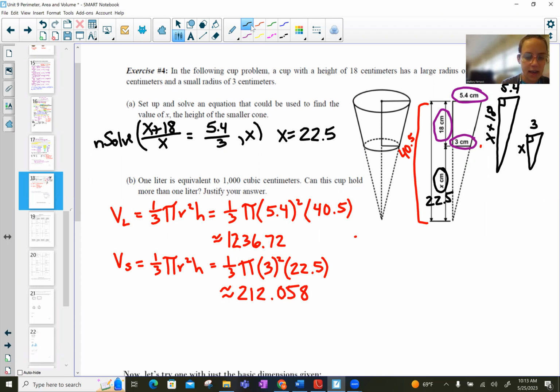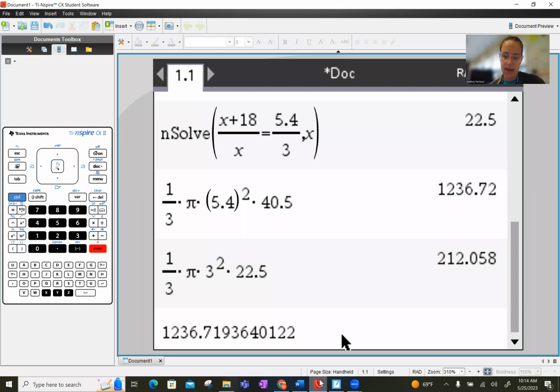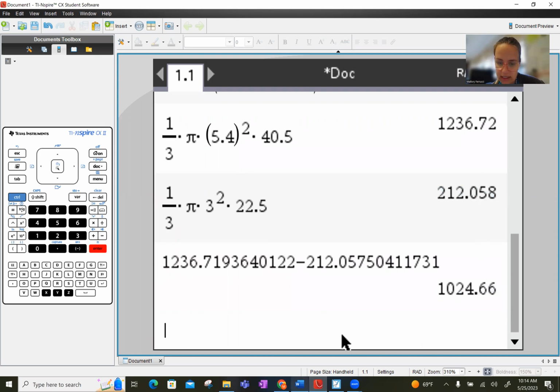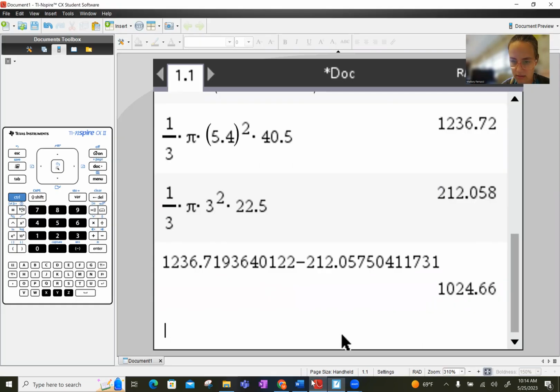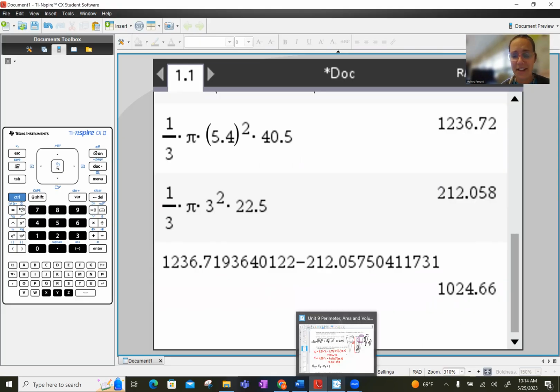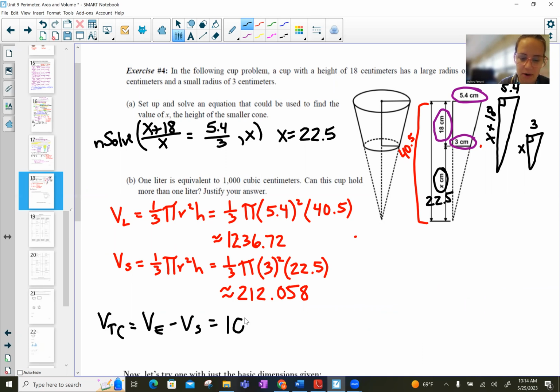Okay, so now the volume in total of the truncated cone is just the volume of the entire cone minus the volume of the small cone. We already have those values in our calculator, so just go up, highlight, press enter, minus, go up, highlight, press enter, and we get 1024.66, and that's cubic centimeters.